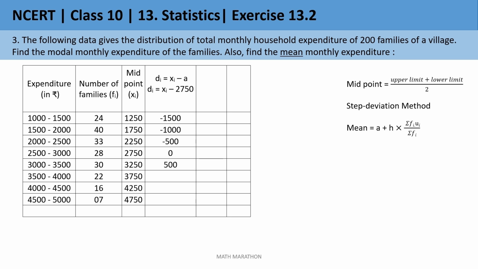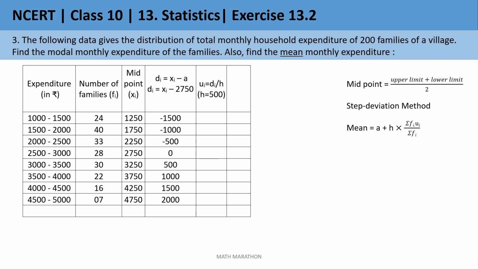3250 minus 2750 is 500. 3750 minus 2750 is 1000. 4250 minus 2750 is 1500. 4750 minus 2750 is 2000. Let us calculate ui.